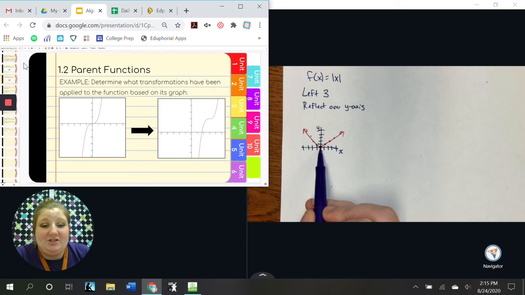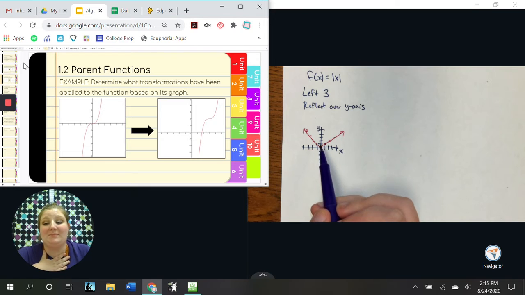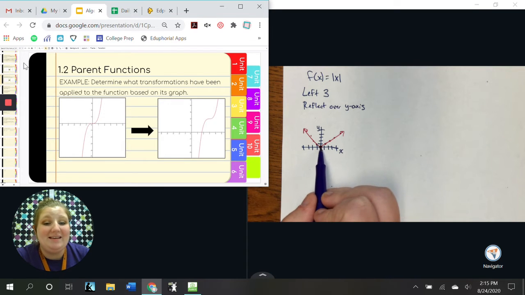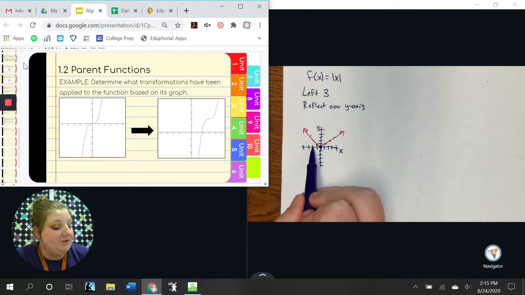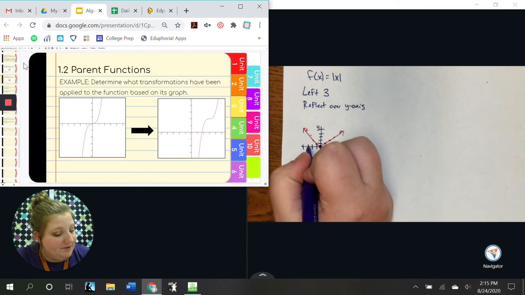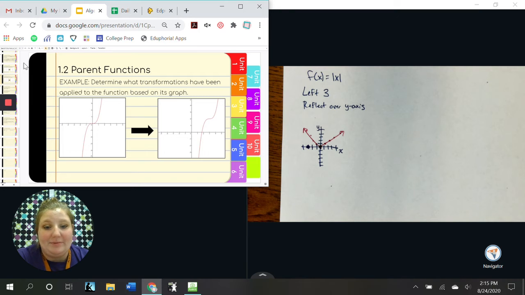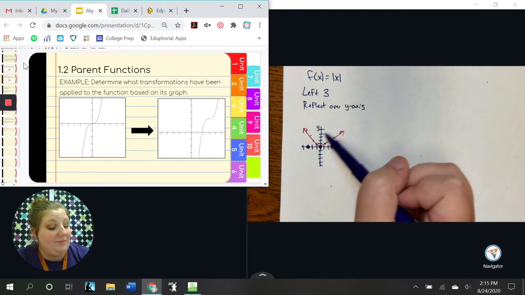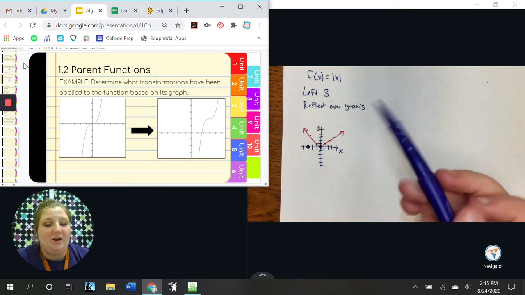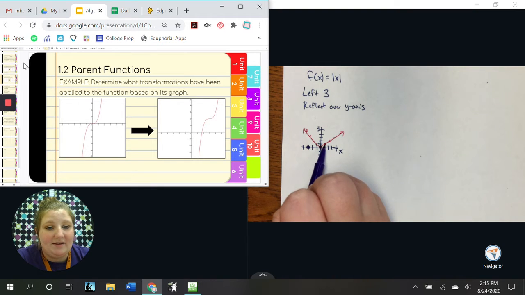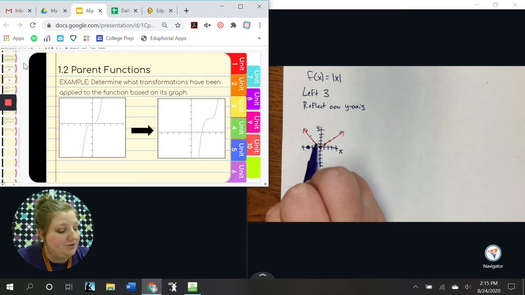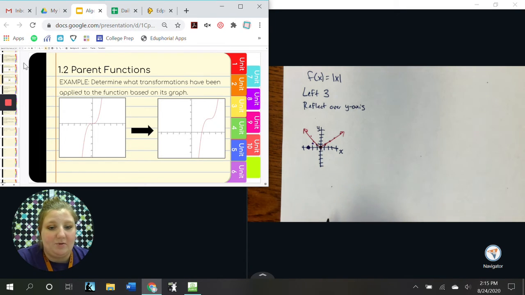Again, the origin is always an easy point to move, so I'm going to move the origin left 3. So 1, 2, 3 to the left. Now this point right here is going to be the new lowest point on our graph. You may be able to see how the rest of the graph would move with it, but if not, you can move another point. If I move this point right here 3 to the left, I go 1, 2, 3 to the left. All right, and so that's another point.